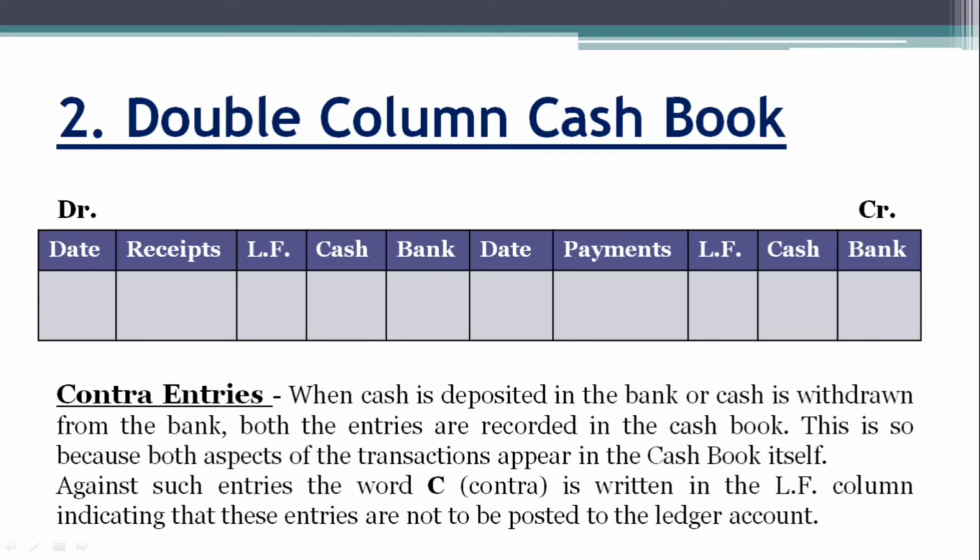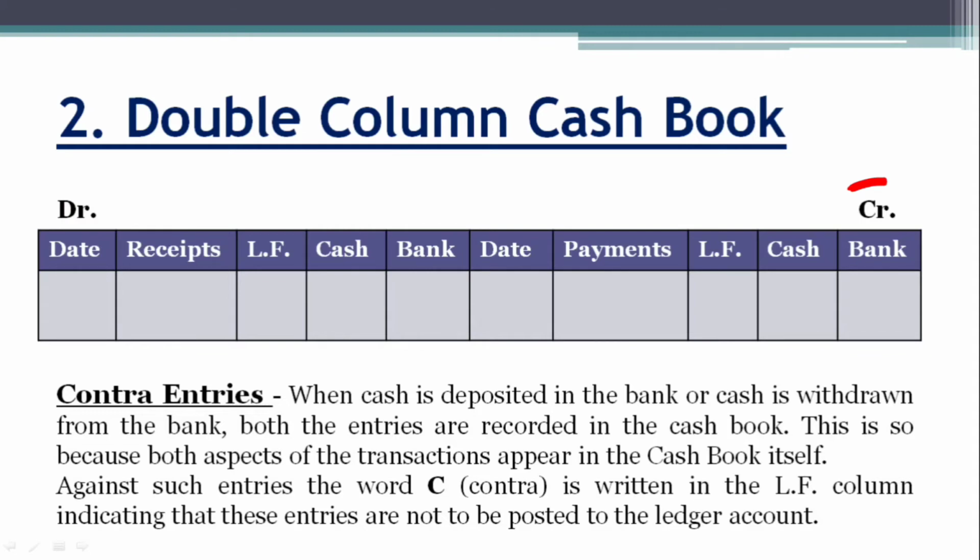Next is the double column cash book. The basic structure of a double column cash book is very similar to that of a single column cash book, provided it has one additional column of bank on both the sides, that is on the debit as well as on the credit side.